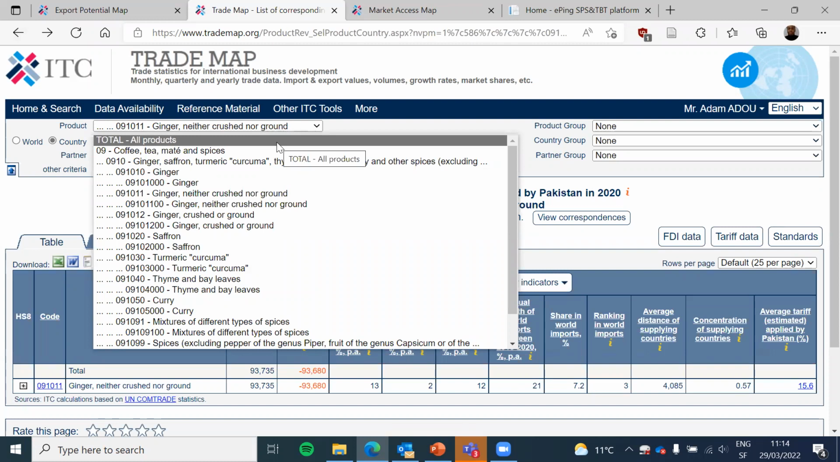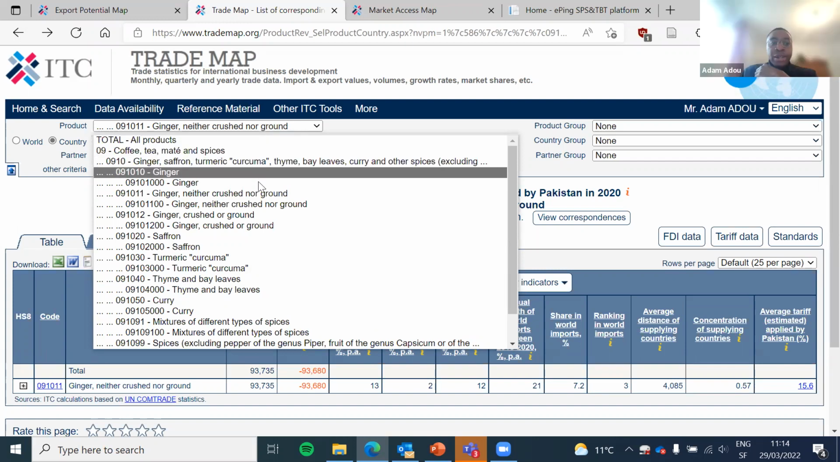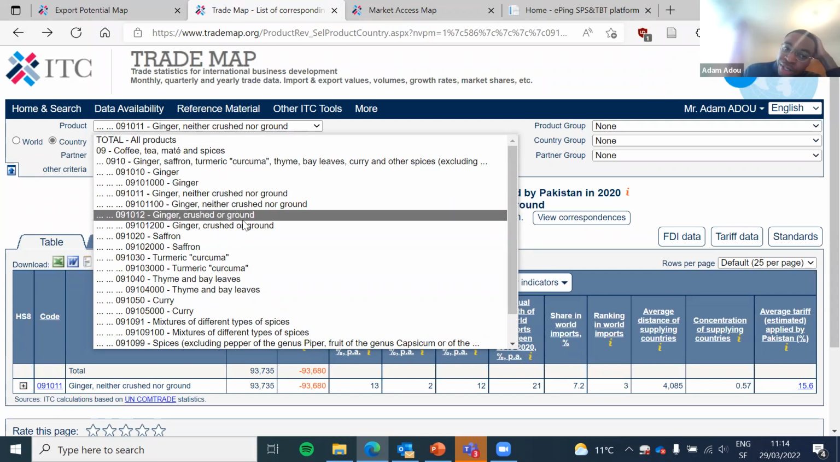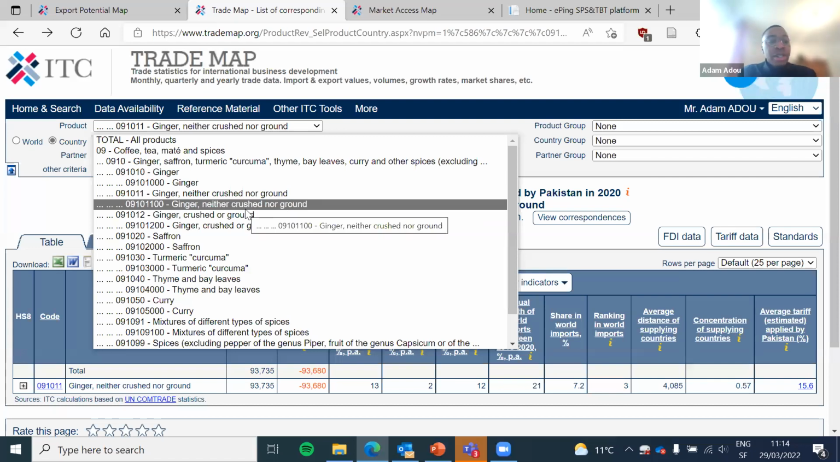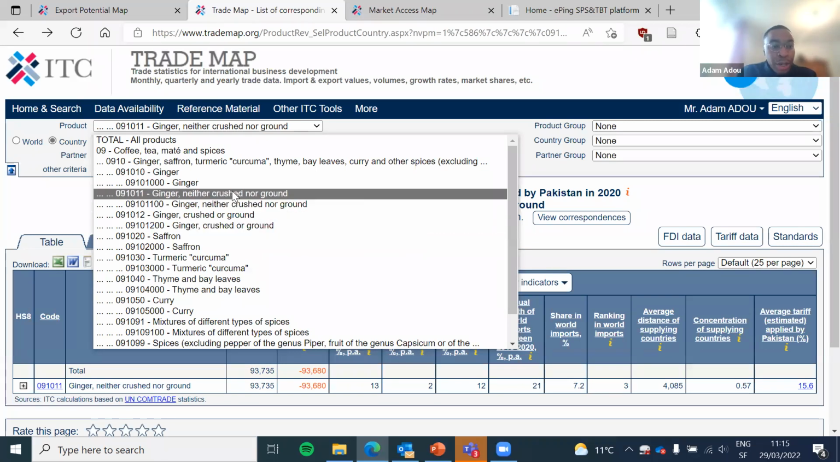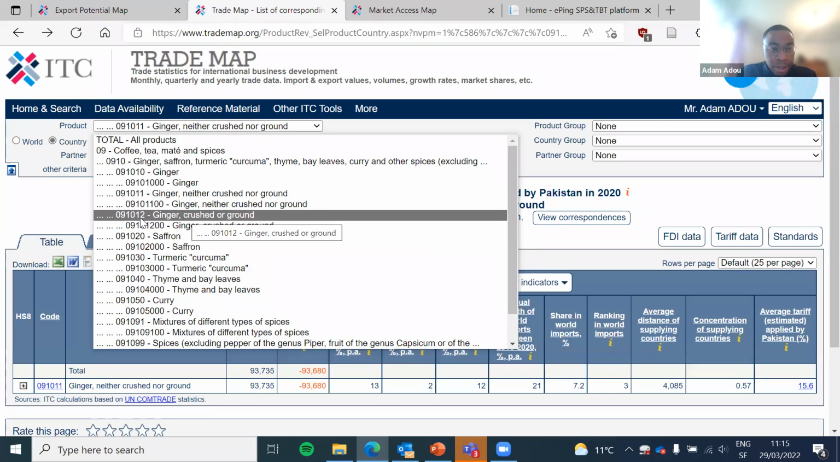The market access condition will be different, but the product in discussion right now is the fresh ginger. If you take a look at the screen, for instance, here, you see the different categories of ginger based on the HS classification. So if what you're interested in is ginger powder or crushed ginger, you will have the code directly for this one, which is 091012.